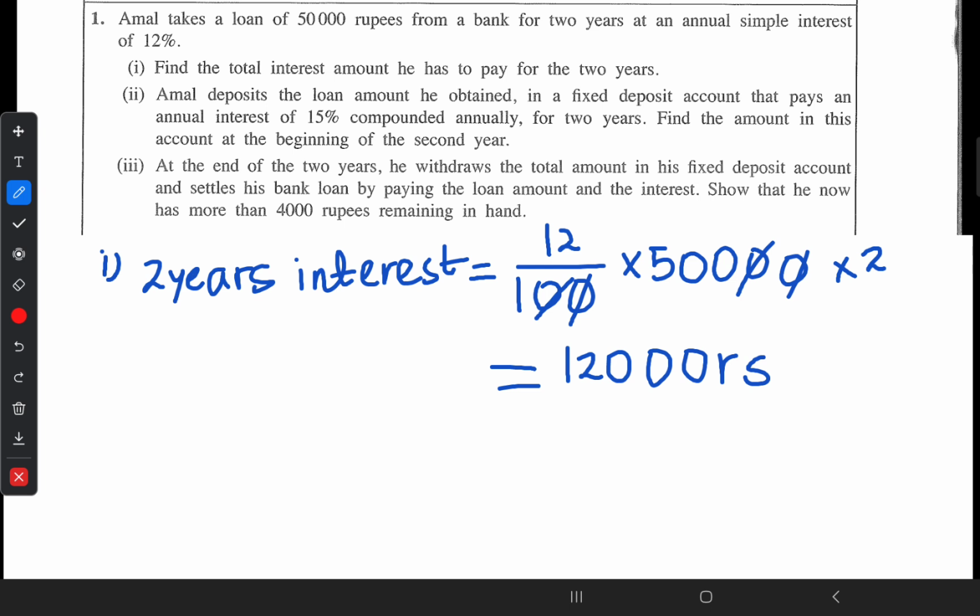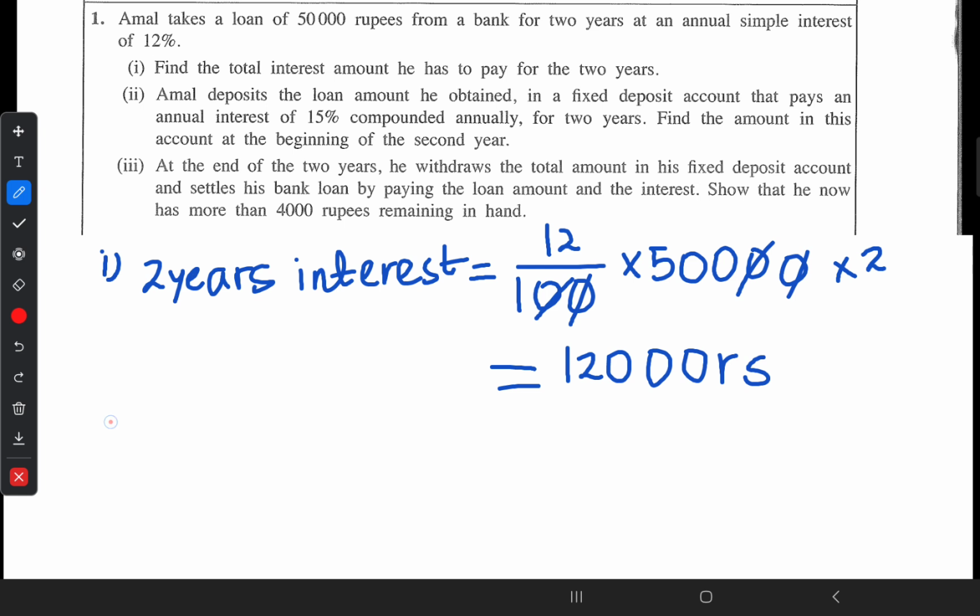Comparatively, a fixed deposit will give you a higher interest rate than a saving deposit. So it is 15% compounded annually for 2 years. He invested that amount for 2 years. The amount he got as a loan, he invested the total amount in another bank in a fixed account under compound interest. Find the amount in this account at the beginning of the second year.